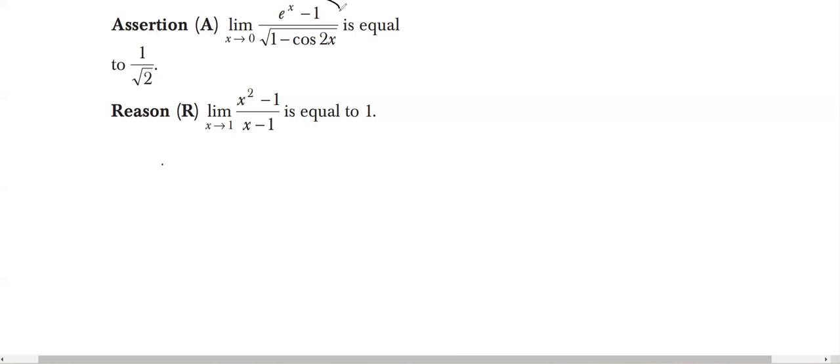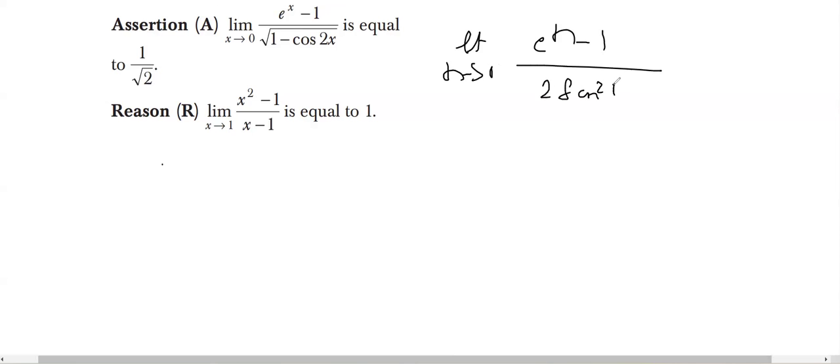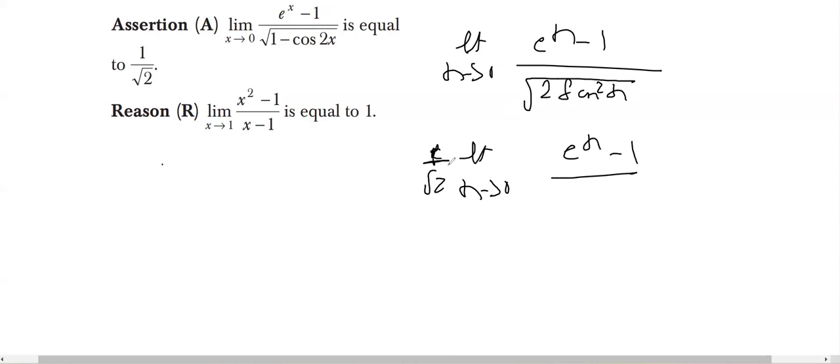In the next part, this is the assertion. Now, in the assertion, I can see that if I have to solve it, before evaluating, it's in the form of 0 by 0. So we are going to simplify it by converting 1 minus cos 2x as 2 sine square x, right? And there is an under root over here. So on further simplification, we say that limit x tending to 0 e raised to the power x minus 1. And if I take out 1 by root 2, right? And this is sine x.